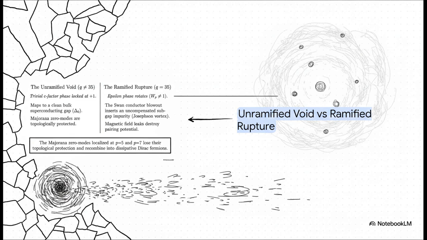Compare these two states. On the left, we have the unramified void, a perfectly clean, bulk superconducting gap, where Majorana zero modes enjoyed total topological protection. But over on the right, the ramified rupture of Q equals 35 acts as a severe, destructive impurity. It actively leaks magnetic fields, completely destroying the pairing potential of the system. The Majorana zero modes lose their topological armor entirely, recombining into highly dissipative Dirac fermions.